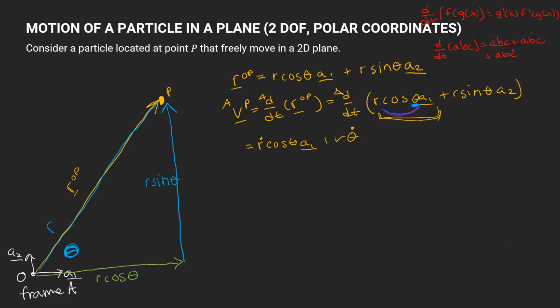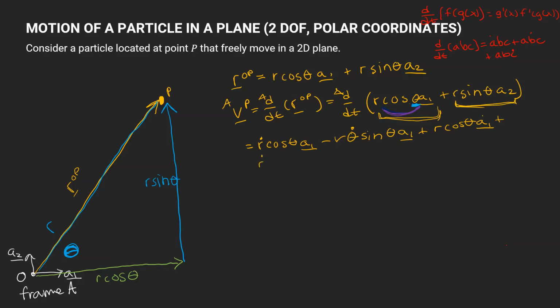So I'm just going to turn this into a negative sign and then sine theta times a1. And then the last term from our product rule is r cosine theta a1 dot. All right, so these are the three terms that result from taking the time derivative of this first term here. So now we do the exact same thing for this second portion here.